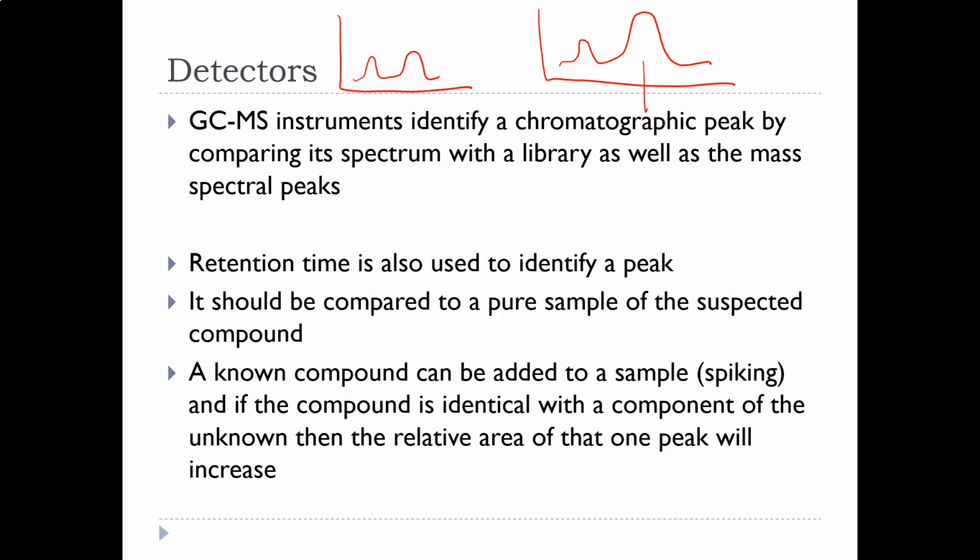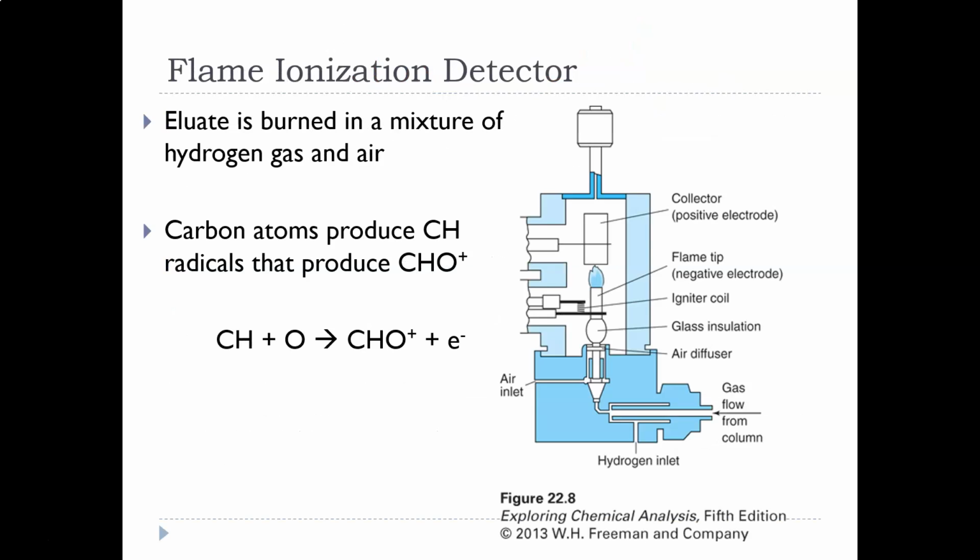All right, so moving on. This detector is just saying, oh yeah, the mass spec can be a detector. I'm not going to go through that. That was in chapter 21. But some detectors are just on gas chromatography instruments. The most common one is the flame ionization detector, which is FID.